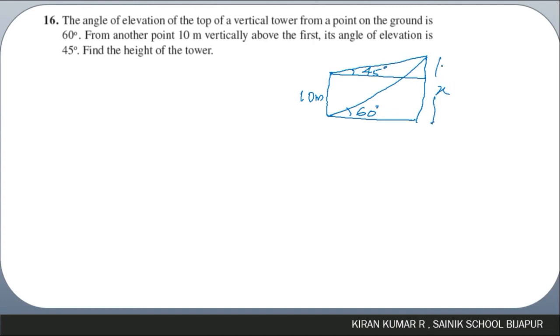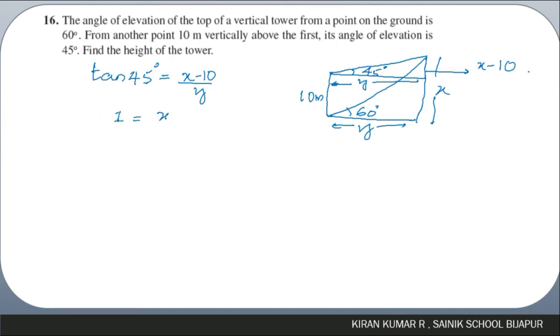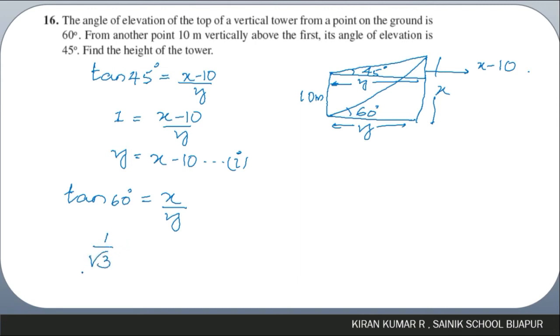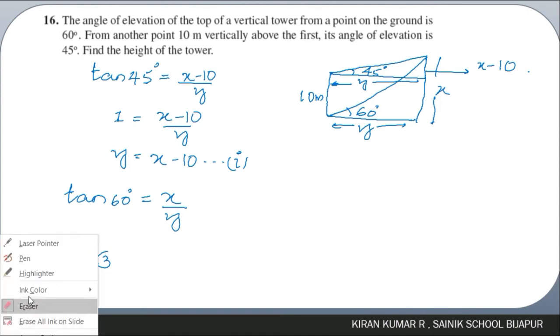Suppose I consider the height to be x, the remaining distance will be x minus 10. Let me consider the distance to be y units. Same will be the distance here, y units. Observe tan 45 degrees, we get x minus 10 upon y. Tan 45 is 1, x minus 10 by y, so we get y is equal to x minus 10. Let me call this equation 1. Now let us take tan of 60 degrees, which is x upon y. Tan 60 value is, sorry, it's not 1 by root 3, it is just root 3.